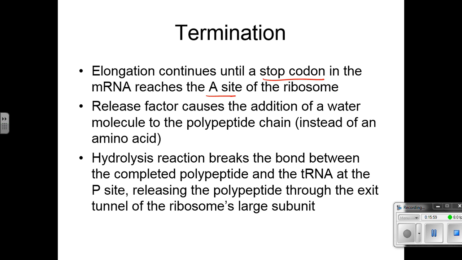It releases the factor, causes the addition of a water molecule to the polypeptide chain instead of an amino acid. This hydrolysis reaction will break the bond between the completed polypeptide and the tRNA at the P site, releasing the polypeptide through the exit tunnel of the ribosome's large subunit. So here's our exit tunnel right here.